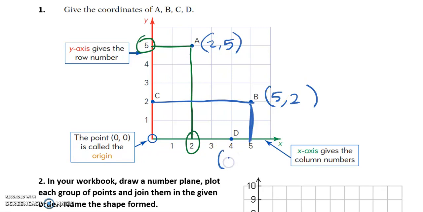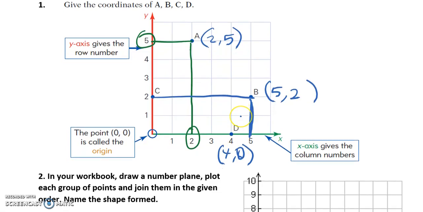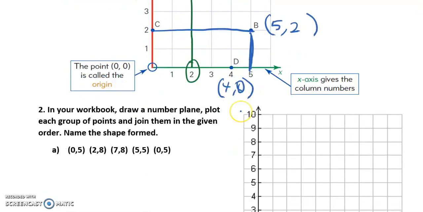For D, coordinates D, I've got the point 4 along my x, and I've actually got a 0 for my y because it doesn't go up or down, it's on the actual line. Okay, so D is 4, 0.